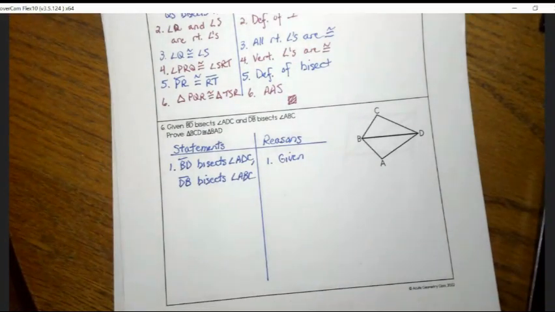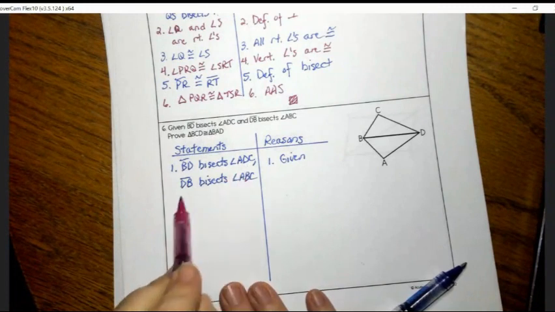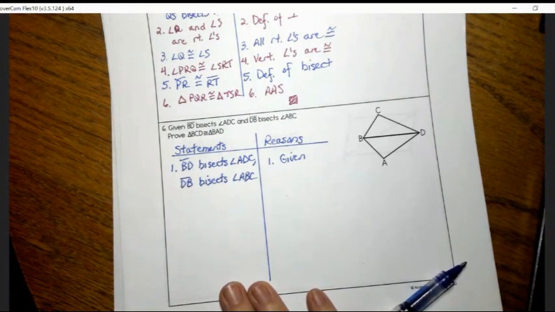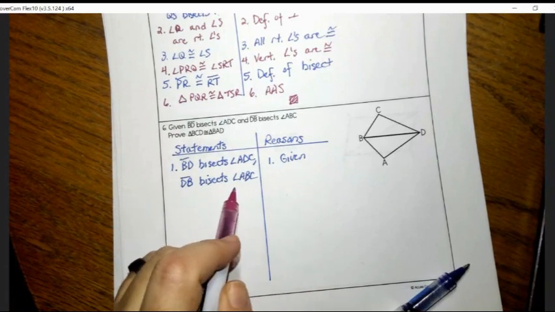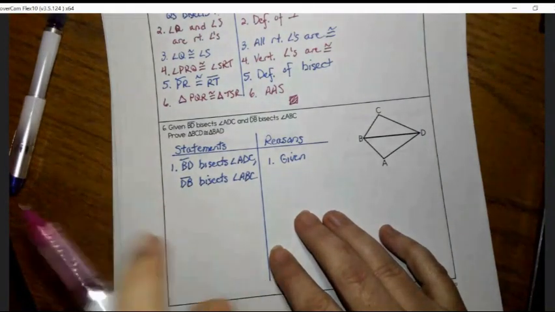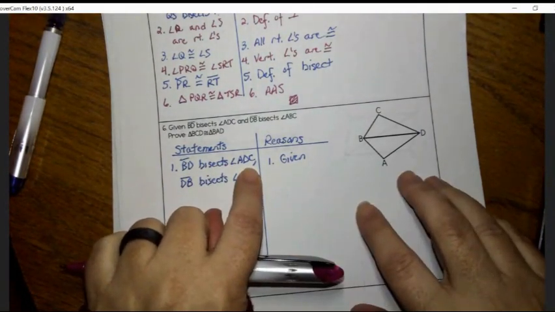Okay, in this problem, we have a segment that's bisecting an angle, and then the same segment, see those are the same, they're just written backwards, is bisecting a different angle. So there's nothing congruent in the given information. So BD is cutting this angle into two equal pieces.